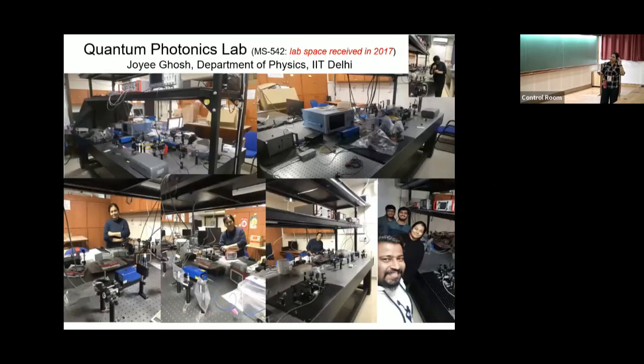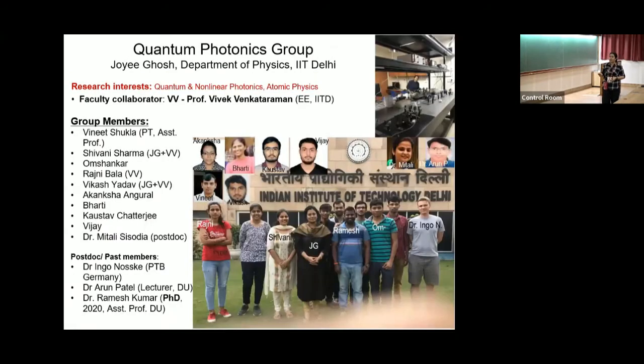So this is just a glimpse, some snaps from the lab when it was getting started. We got our space in 2017, and we've really cranked up. This one looks a little indisciplined and disorganized, but now it has shaped up well, and we have more things crowding up on the optical table, and a couple more optical tables to come.